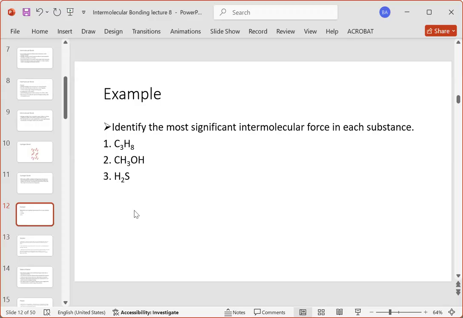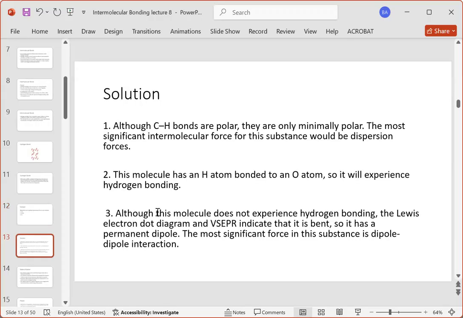Hydrogen is there, but there's no nitrogen, no oxygen, no fluorine there. So then the answer is what? Although this molecule does not exhibit hydrogen bonding, the Lewis electron dot diagram and its valence shell electron pair repulsion indicate that it is bent, so it has a permanent dipole. The most significant force in this substance is dipole-dipole interaction.